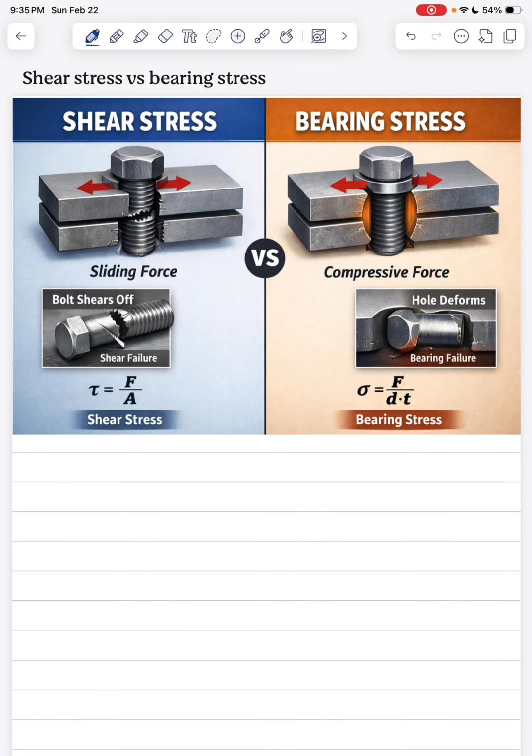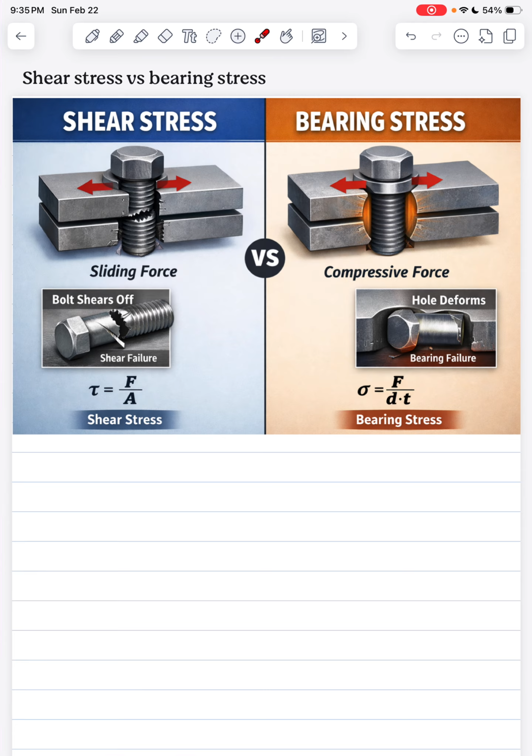Alright, in this section I'll be explaining the difference between shear stress and bearing stress. From the diagrams, these are probably some of the very clearest diagrams you can get. You can clearly see what the difference is, but again, I'll be going through and explaining this.